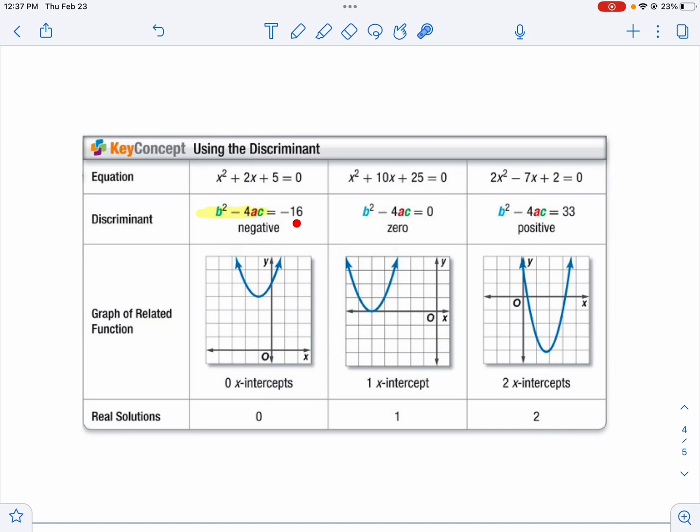Well, if the discriminant is negative, it means it's not going to cross the axis. If the discriminant is 0, that means there's only one answer. We probably could have done that by just taking the square root of both sides. And if the discriminant is positive, we got to know that answer. There's going to be two answers for positive.